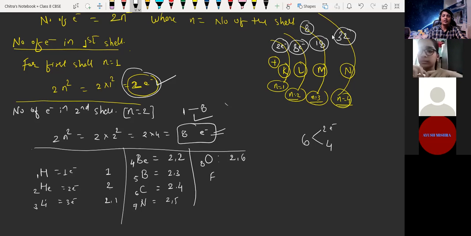Abhinav, for fluorine. What will be the electronic configuration of fluorine? Its atomic number is 9. Sir, 3 and 6. So in the first shell 2 electrons will come, not more than 2. So 2 and 7. Yes, 2 and 7. Now Ayush, neon, atomic number 10. Sir, 2 and 8. Yes, 2 and 8.